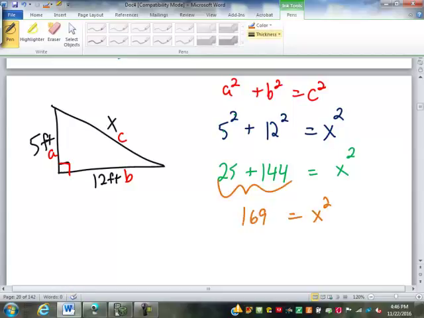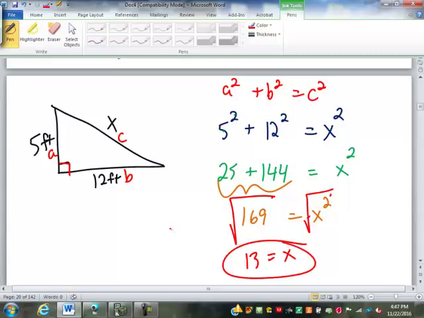What do we have to do to that? X has been squared. To solve that, we have to do the opposite, which would be square root. Square root of 169 is 13. The square root and the X squared cancel out and give us X. X is 13. The other ones were in feet, so that'll be in feet. Does that make sense?